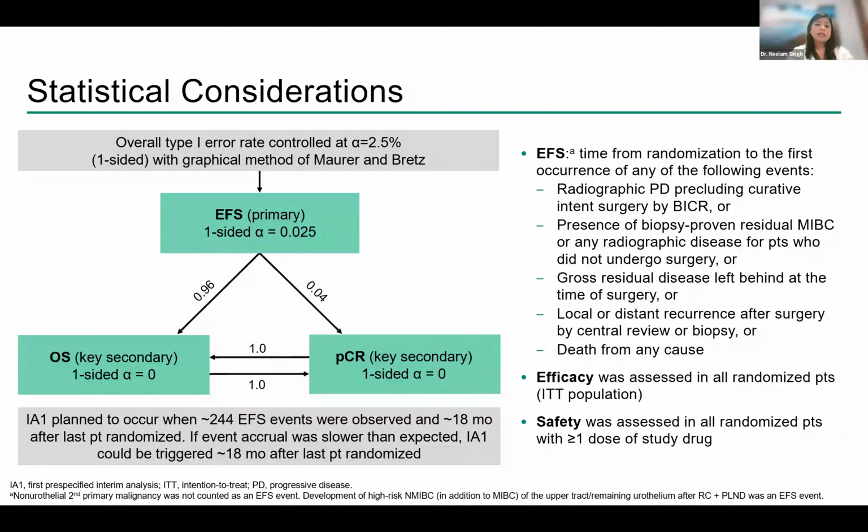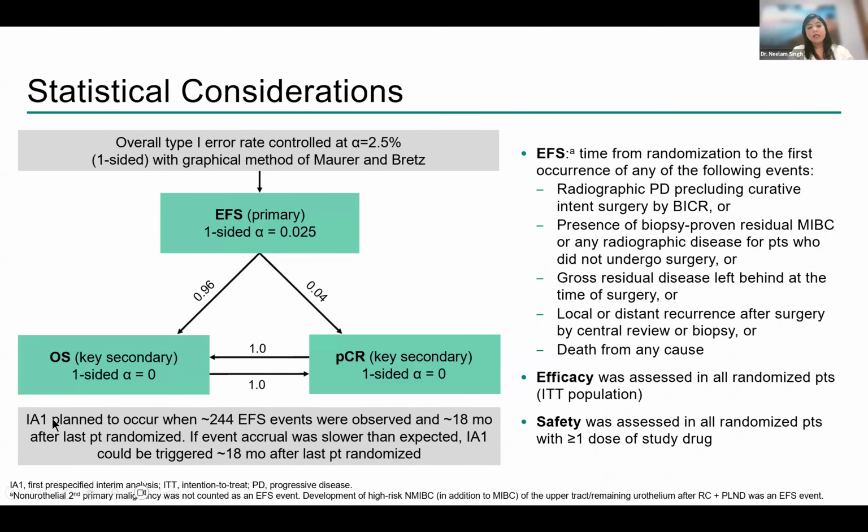Looking at the statistical considerations, this is something I would spend some time on. It used a hierarchical testing strategy for the alpha allocation. The overall type 1 error rate was controlled at an alpha of 2.5%. If event-free survival was statistically significant, then testing was continued. 96% of the alpha was transferred to overall survival, and 4% of the alpha was transferred to pathological complete response, and these were tested according to the graphical structure.